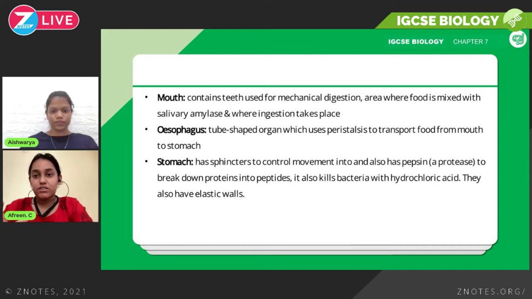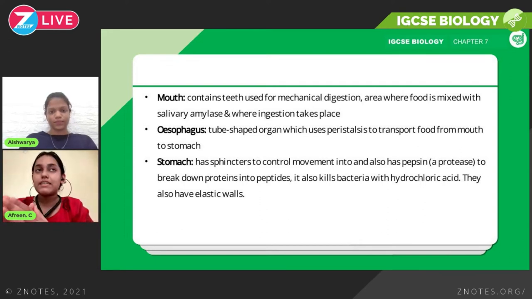The first organ is obviously the mouth. The first part of the digestive system is the mouth. Mouth contains teeth, which are used for mechanical digestion. Over here, the food is mixed with saliva. Our saliva contains an enzyme called amylase, which basically breaks down carbohydrates. And the mouth is where ingestion takes place, like we already discussed.